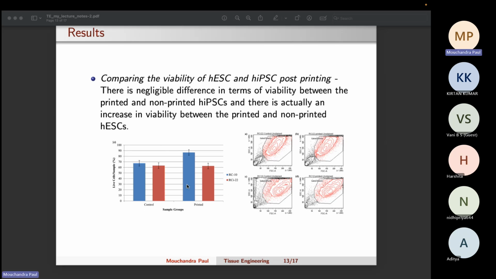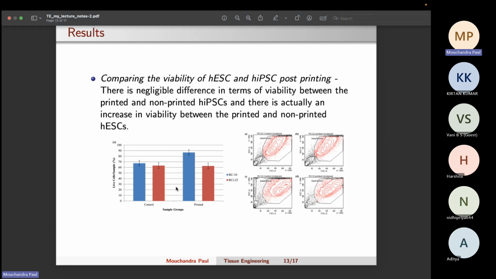So the red bar is for the induced pluripotent stem cells. For the induced pluripotent stem cells, you will see the non-printed cells and the printed cells have almost equal numbers of live cells in them. Whereas for the embryonic stem cells, the printed sample has a higher cell viability percentage than the non-printed one.